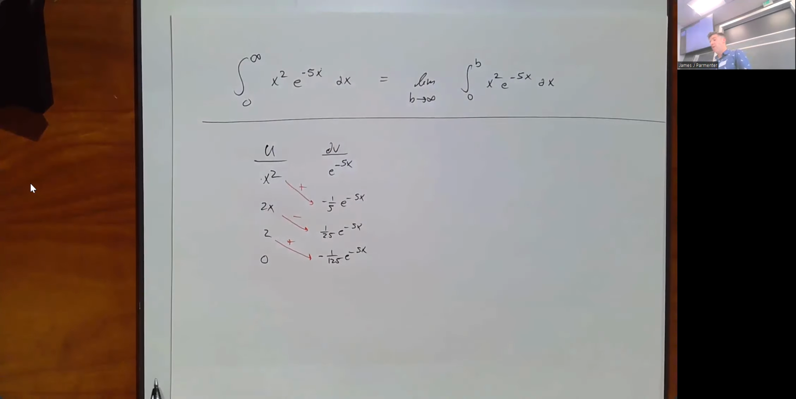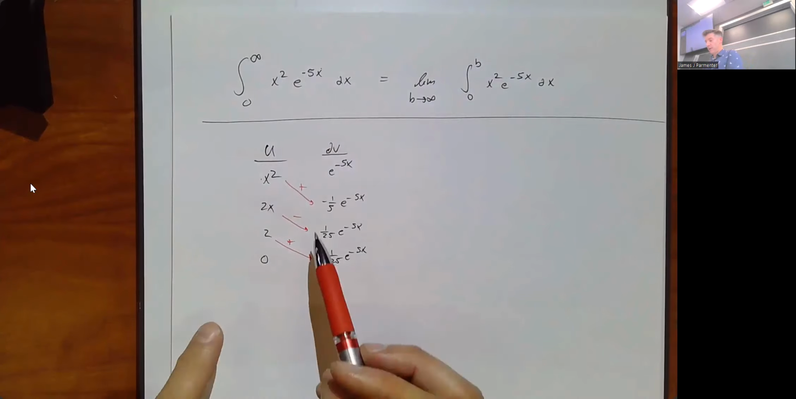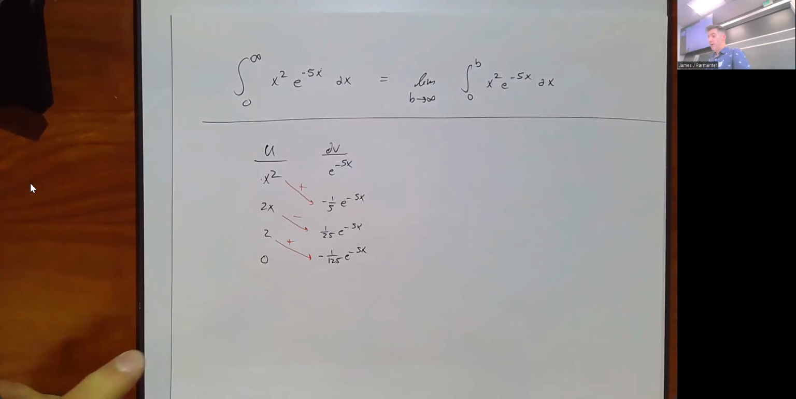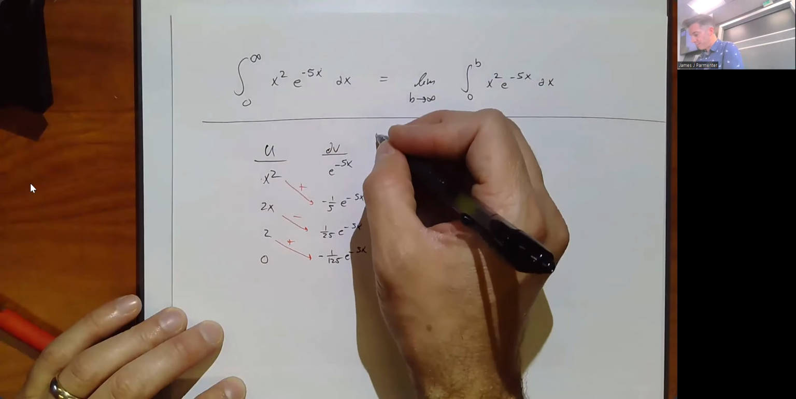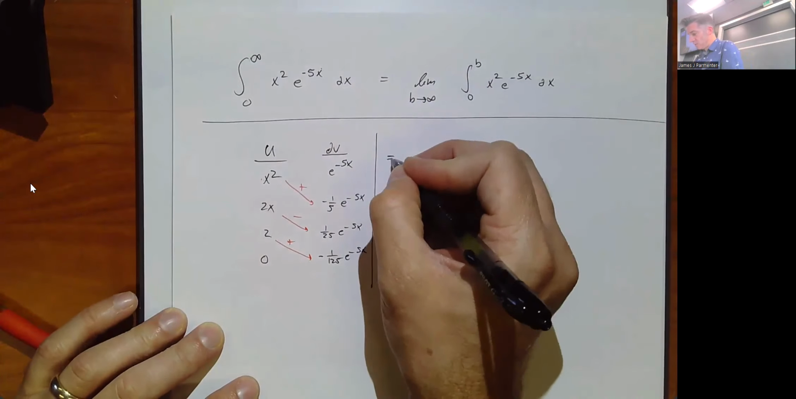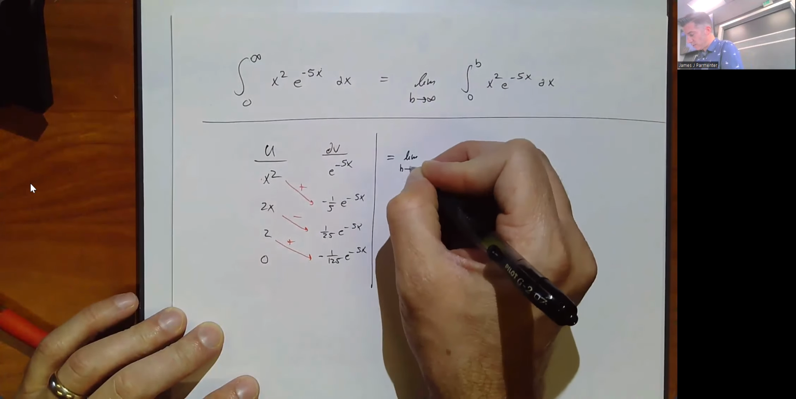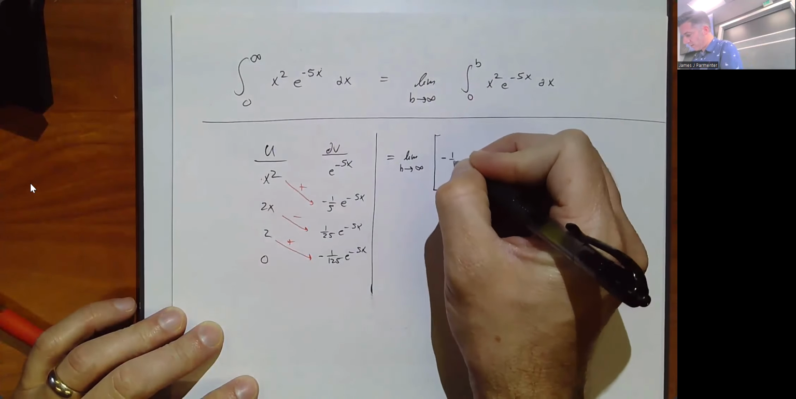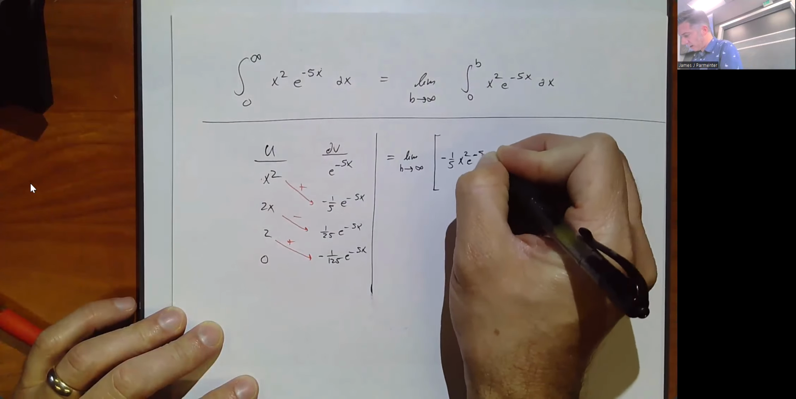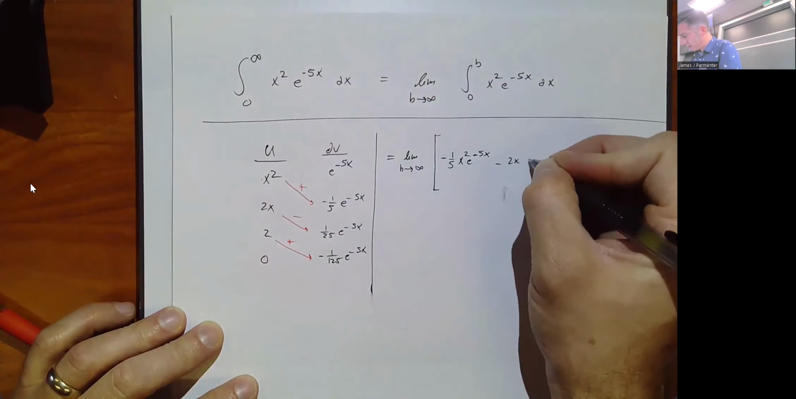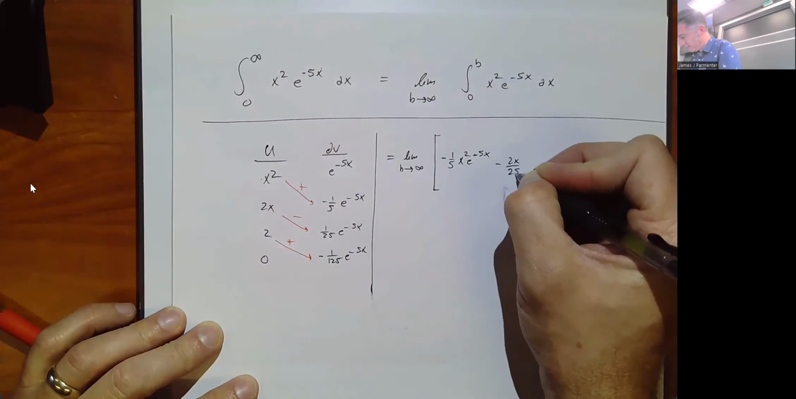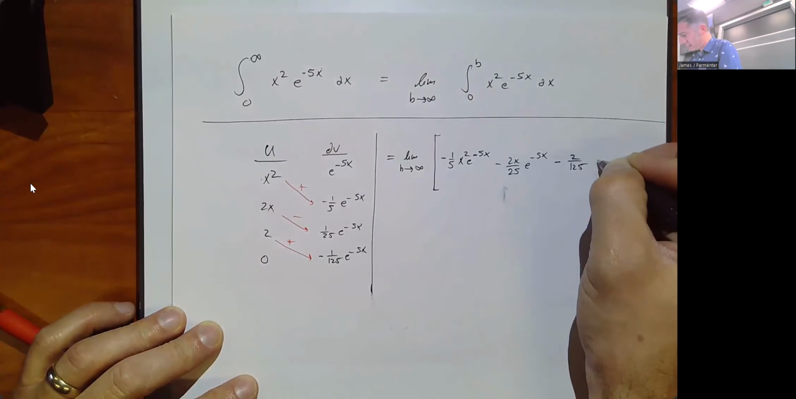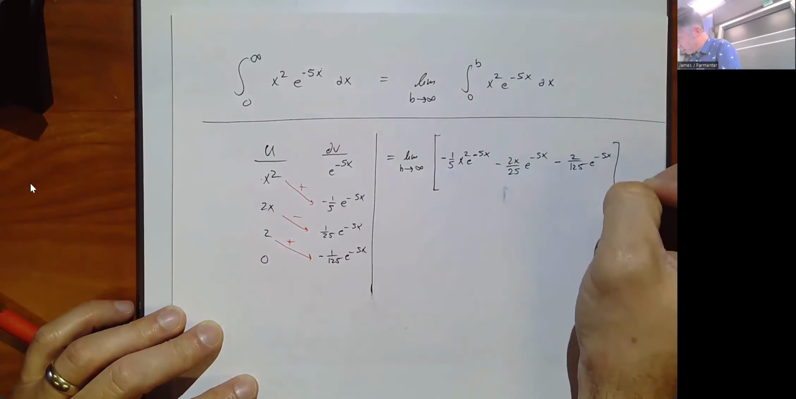And I can see that all the signs are going to end up being negative because it's plus that times a negative, minus that times that, plus that times a negative. So they're all going to be negative. So I can see that this is equal to the limit as b goes to infinity of my integral, which is going to be terrible. It's going to be negative 1/5 x squared e to the negative 5x minus 2x over 25 times e to the negative 5x minus 2 over 125 times e to the negative 5x from 0 to b.